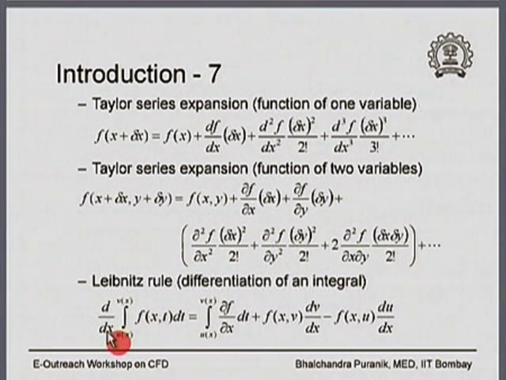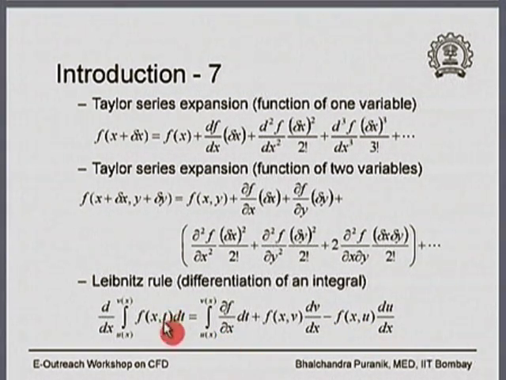the variable x. So, using the Leibniz rule, this differentiation with respect to x, which is sitting outside the integral, can be brought inside the integral in the form of a partial differentiation, which will operate on this function f. But then you need to add a few more terms, and those terms are essentially the evaluation of the function at the upper limit times the differentiation of the upper limit, which is v of x, with respect to x, minus the evaluation of the function at the lower limit, which is u of x.